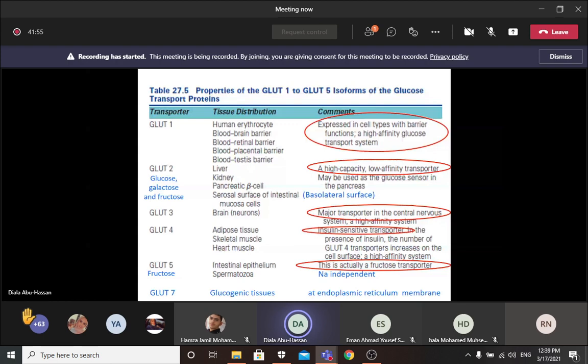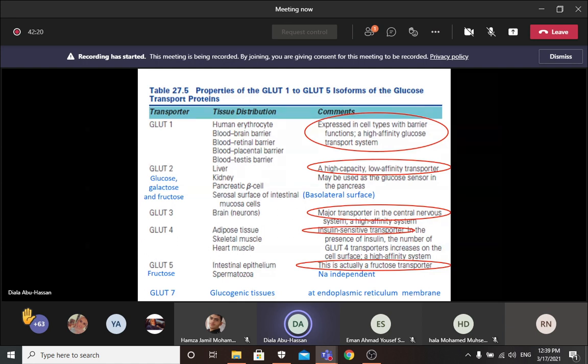The second type, GLUT2, is non-specific. It can transport glucose, galactose, and fructose. It does not distinguish between them. It's found in several tissues, specifically the active ones, the liver and kidney. And as I said, they have low affinity and high capacity. So they transport many molecules of glucose, galactose, and fructose to these different types of cells.